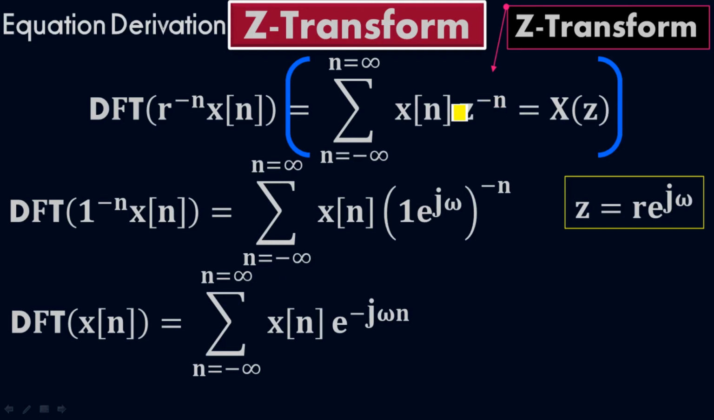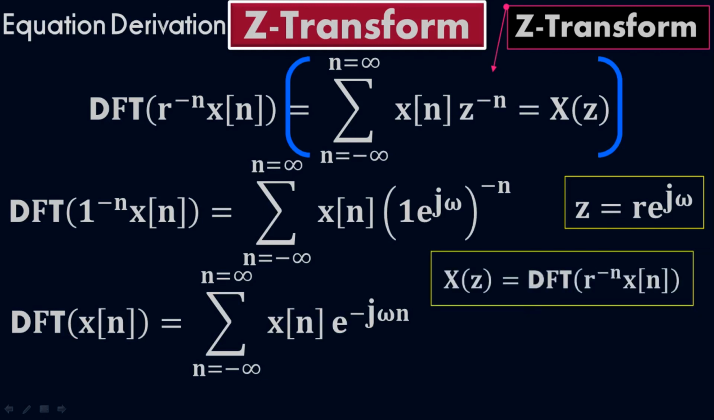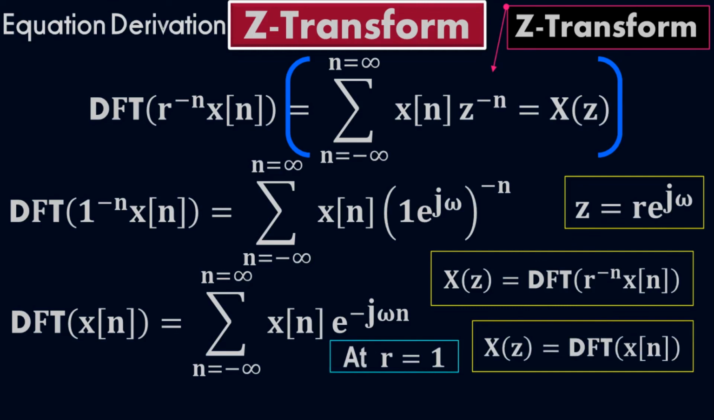Now, when you do the comparison, we derived the discrete Fourier transform equation from the Z transform. It happened only when the radius is 1, which means that on a unit circle, the discrete Fourier transform equals the Z transform. The Z transform will be only the discrete Fourier transform when we have the unit circle, when the radius is 1. At r equals 1, we got the basic discrete Fourier transform equation.